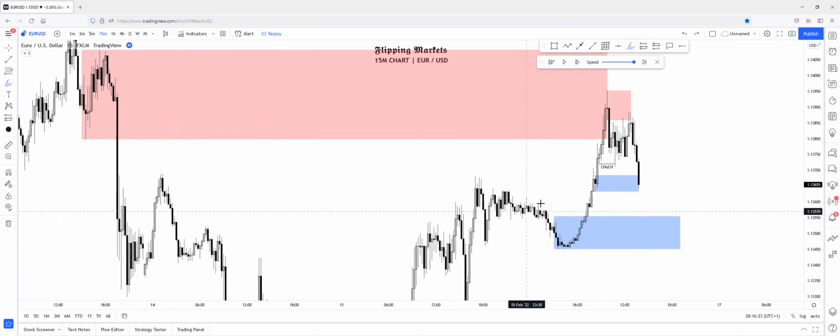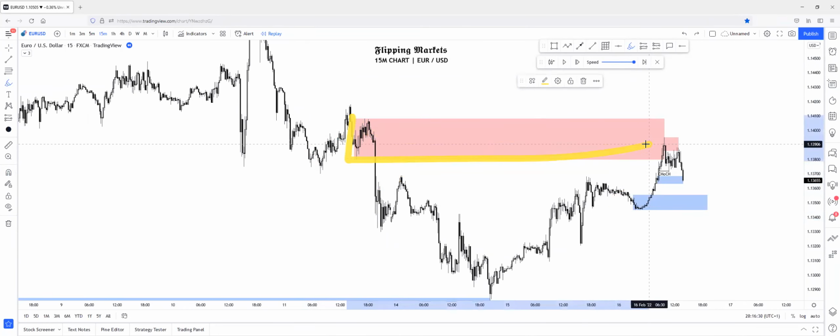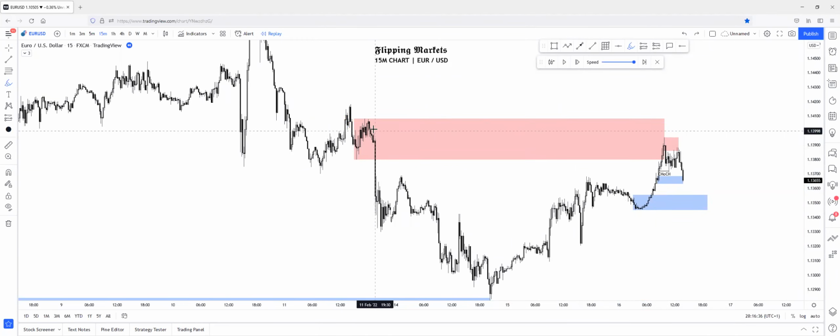But I believe it will be broken sooner or later, because just compare the 4-hour supply zone to this demand zone. The 4-hour supply zone is much stronger than this small 4-hour demand zone, and prices reacted strongly on this 4-hour demand zone, exactly on the 50-minute candle inside of this 4-hour demand zone. So prices reacted strongly on this 4-hour demand zone.